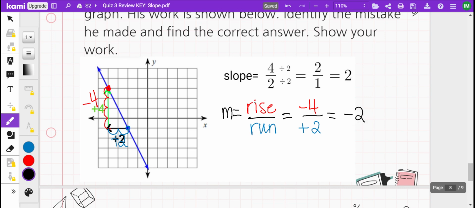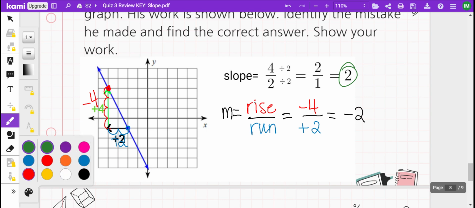So actually, we didn't even have to do all that because Jacob said that his slope was positive 2. But if we remember what slope tells us by looking at that line, I didn't even have to do all this work. I should have been able to say, well, the line's going down, which means that his slope shouldn't be positive. It should be negative.